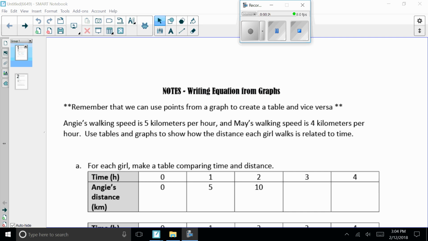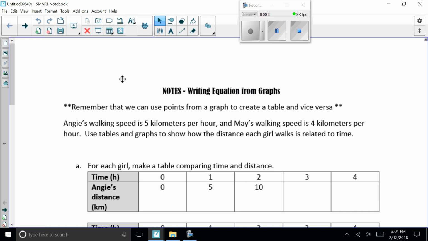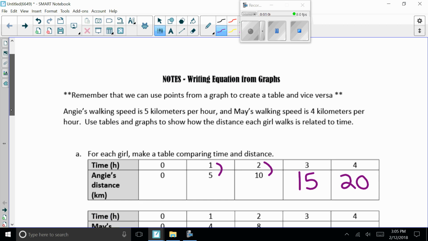Angie's walking speed is 5 kilometers per hour, and May's walking speed is 4 kilometers per hour. Use tables and graphs to show how the distance each girl walks is related to time. If Angie's speed is 5 kilometers per hour, we increase by 5 and then 5 again. So for 3 hours, it's going to be 15, and for 4 hours, it's going to be 20. Okay, so that is Angie.